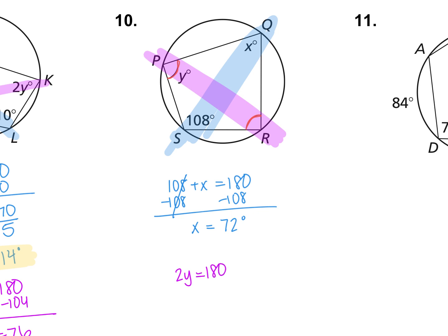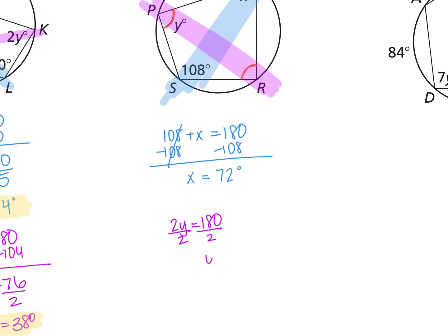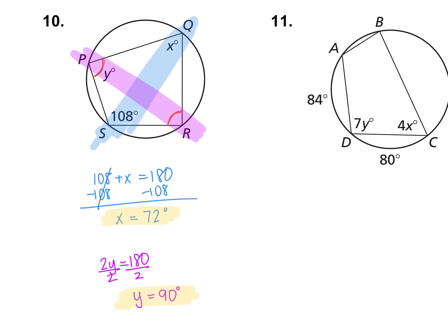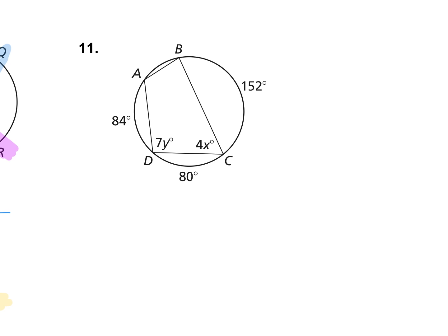2y equals 180. You're dividing both sides by 2, and y is going to equal 90 degrees. You're just cutting the 180 in half because they're both equal. And the last one for number 11, with this one you had to use your inscribed angles.